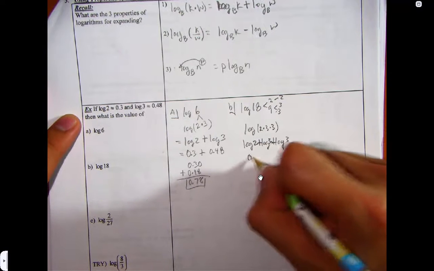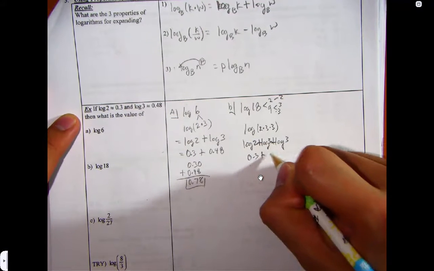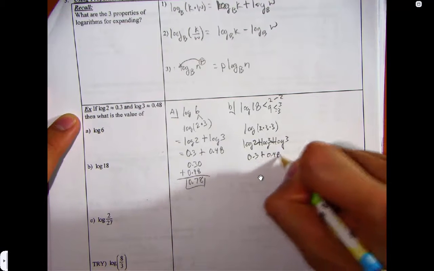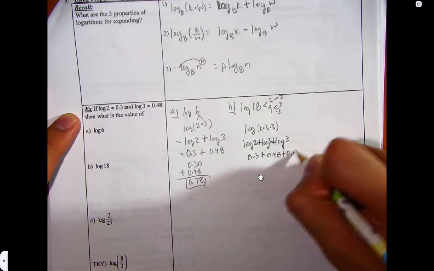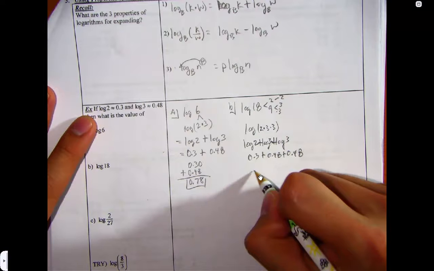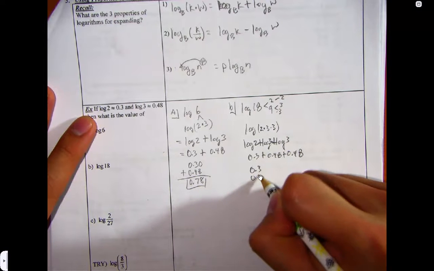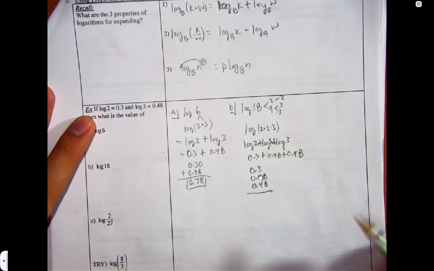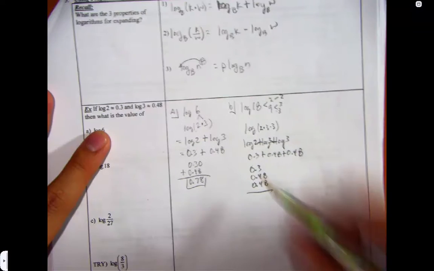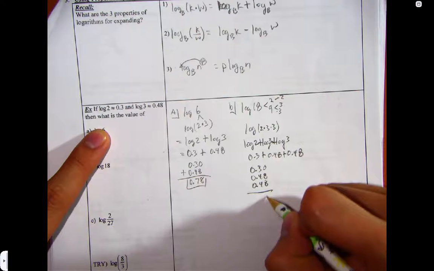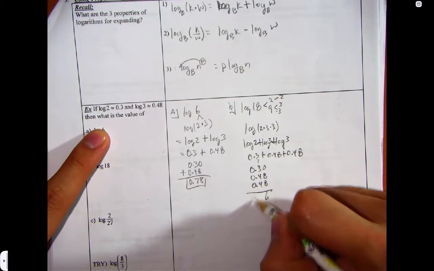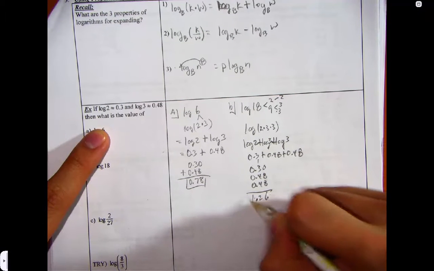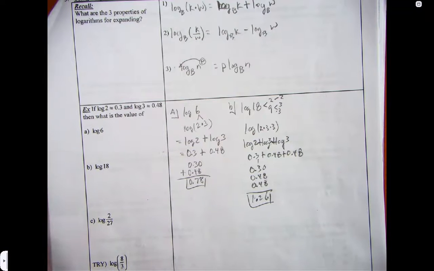Log 2 is 0.3. Log 3 is 0.48 plus 0.48. So we're going to add all these 3 together. 0.3, 0.48, 0.48. Eight plus 8 is 16. Put a 1 here. That'll be 12. 1.26. So log 18 is approximately 1.26.